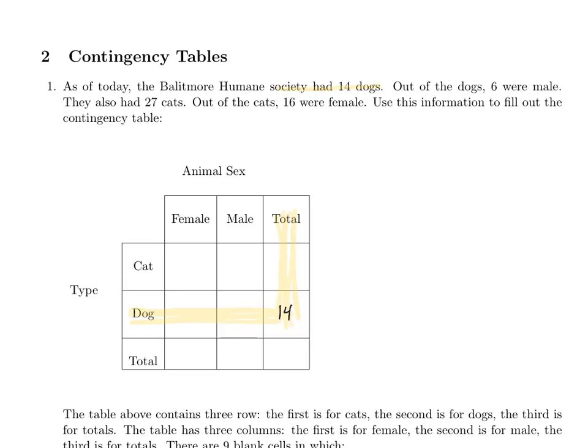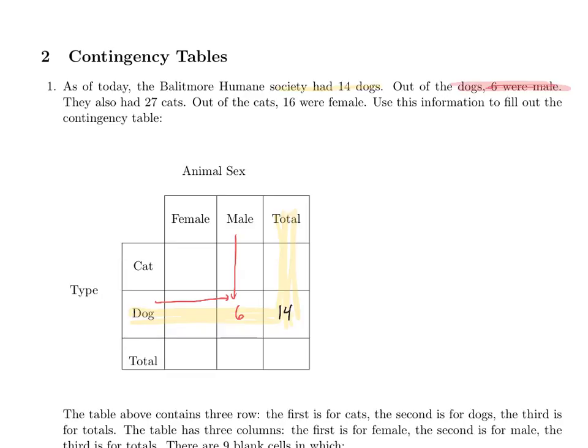Now, out of those dogs, 6 of them were male. There we go, a little bit better. Now, if I have 6 dogs that were male, that means I'm going back to the dog row here. And I'm going to look over where dog hits male, and I'm going to put 6. That is, I have a total of 6 male dogs.